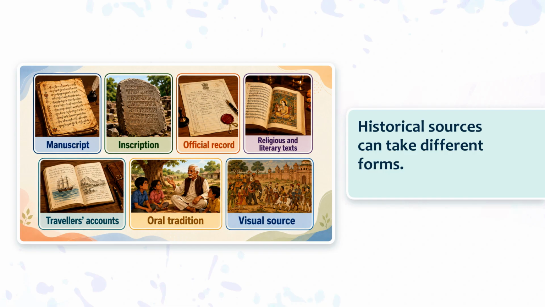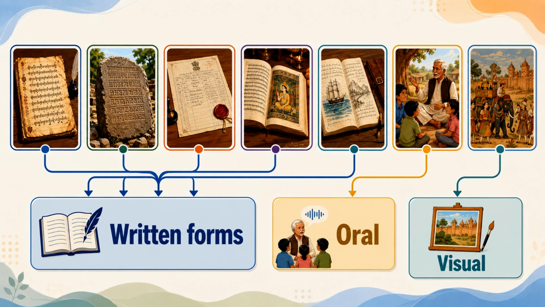Historical sources can take different forms. Writing, spoken memory, and images all carry information in different ways. Source classification is useful because form affects how information is stored and encountered. Handwriting can be copied onto another page. Carved words remain attached to a surface. Spoken traditions depend on people remembering and passing them on, and images communicate visually.